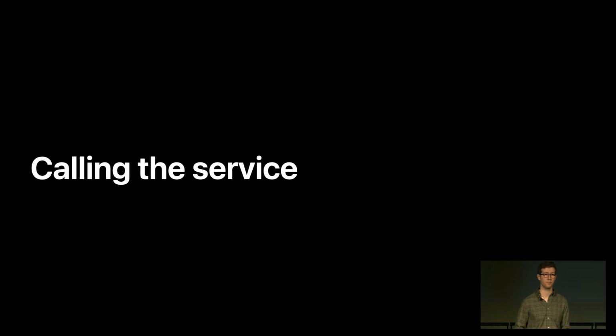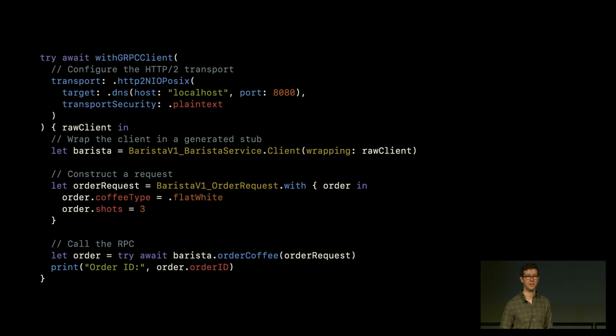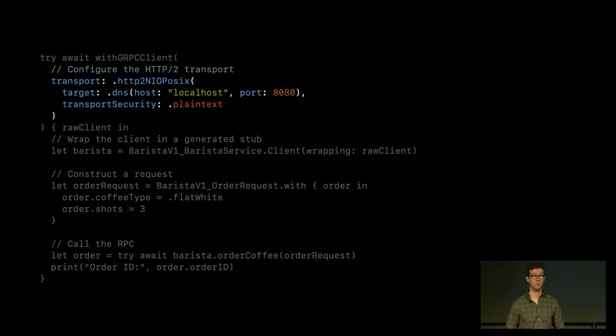Let's move on to the client. It looks pretty similar. We provide it with a transport, just as we did for the server, and this gives us a raw client, which knows how to talk to the server, but doesn't know anything about the barista service. So this is where the generated code comes in. We wrap the raw client in a stub for the barista service, which gives us the type-safe APIs defined in our proto file.